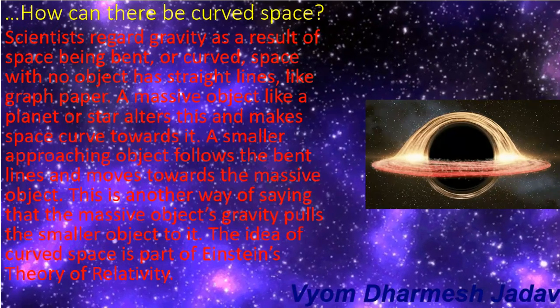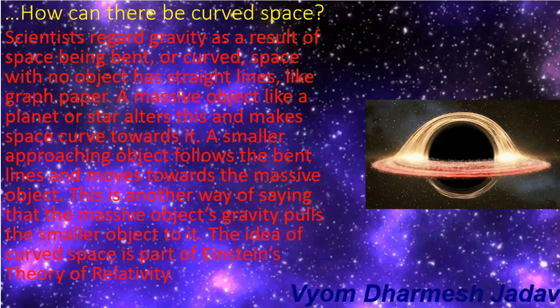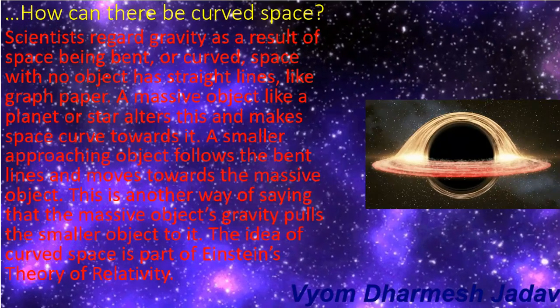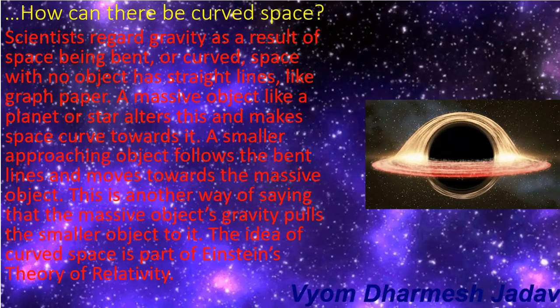Space without an object has straight lines like graph paper. A massive object, like a planet or star, alters this and makes space curve towards it. A smaller approaching object follows the bent lines and moves towards the massive object. This is another way of saying that the massive object's gravity pulls a smaller object to it. The idea of curved space is part of Einstein's theory of relativity.